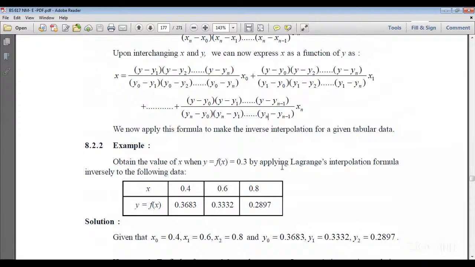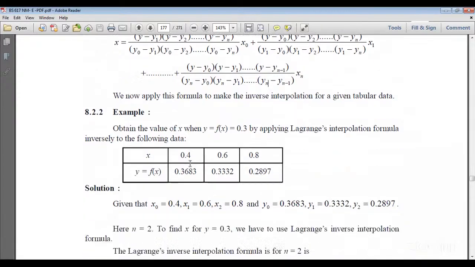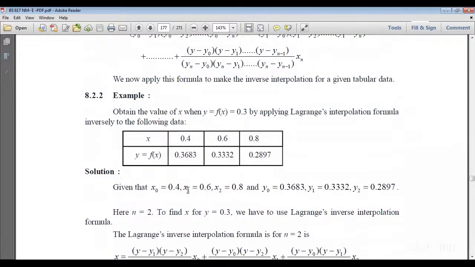So we are applying this formula to make inverse interpolation for a given tabular data. Obtain the value of x when y is equal to f of x equals 0.3 by applying Lagrange's interpolation formula inversely to the following data: 0.4, 0.3683; 0.6, 0.3302; 0.8, 0.2897. So given that, x0 is equal to 0.4, x1 is 0.6 and x2 is 0.8, then y0 is 0.3683, y1 is 0.3302, y2 is 0.2897. These values are taken here.